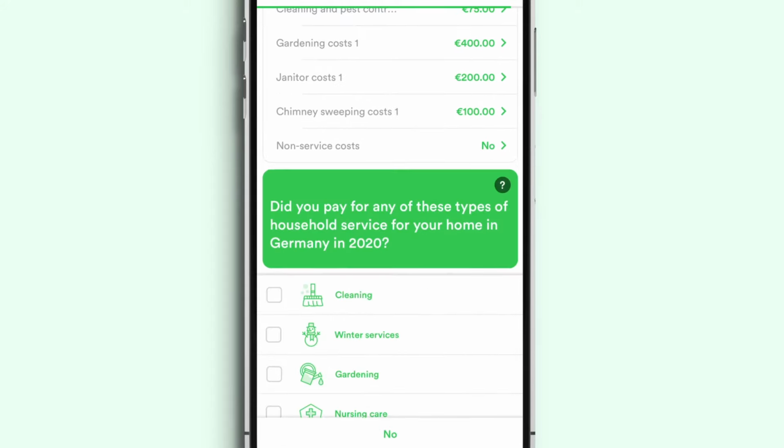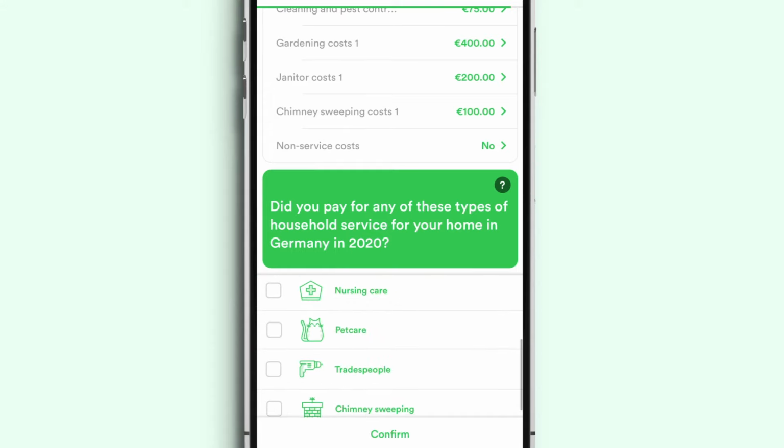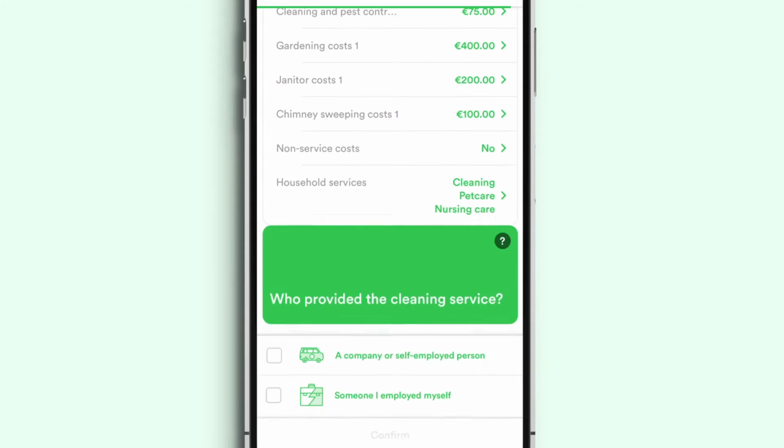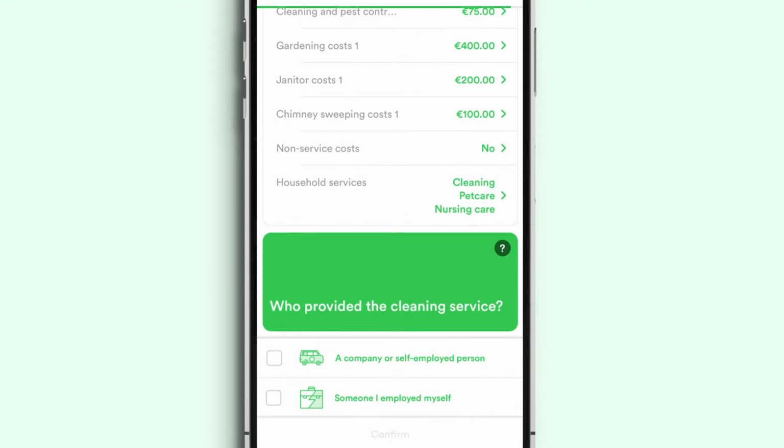Now you can enter in the app all services that you have commissioned yourself and that are not included in the utility bill. This includes, for example, the costs for repairs in the house, the care of pets while you were on vacation, or the costs you incurred in connection with the care of a member of your household. For each service that you have commissioned in the relevant tax year, you must now indicate whether you have hired a service provider or, for example, employed a person on a marginal employment basis.